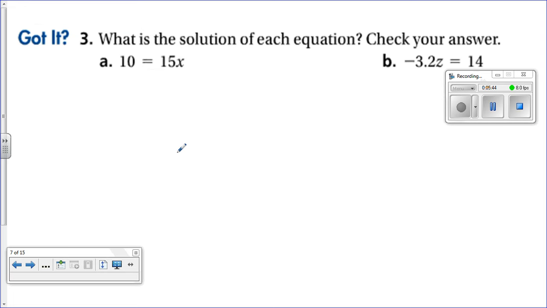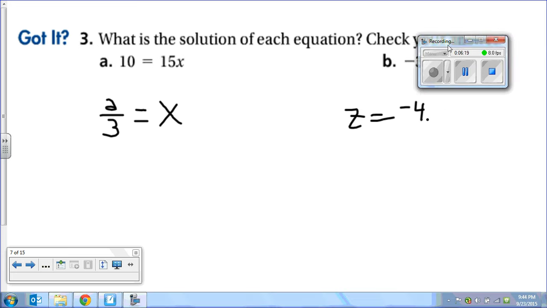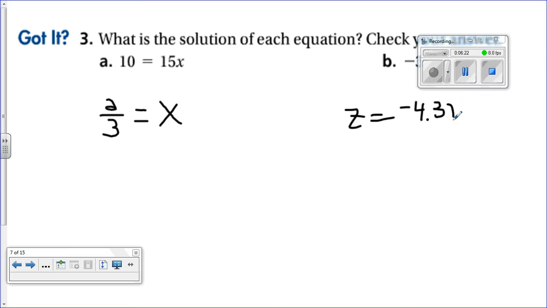If you feel like you need a little bit more practice, go ahead and try. Pause the video right now if you want to try it on your own. If you're coming back from pausing the video now, what you should have gotten on this side is x equals 2/3. And on this side, you should have gotten z equals -4.375.